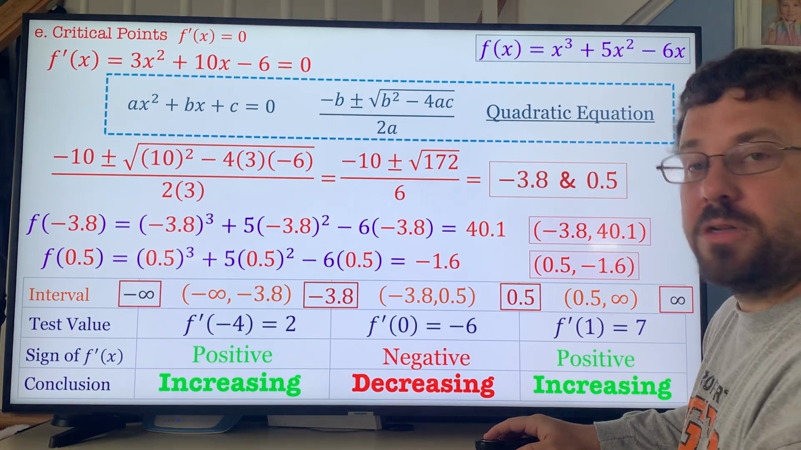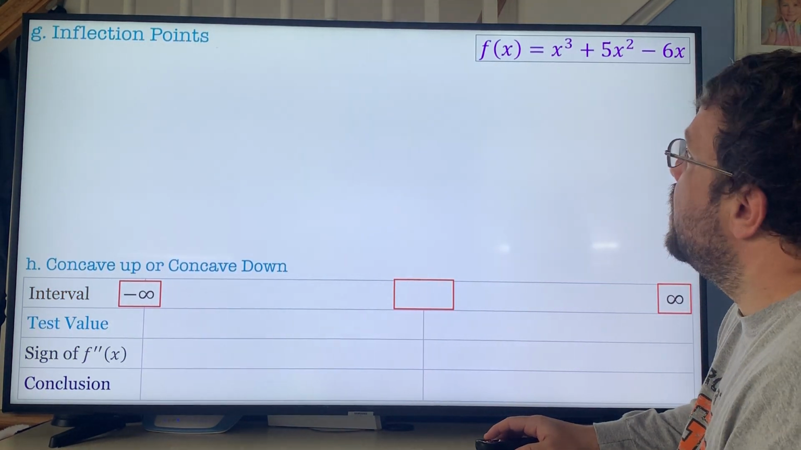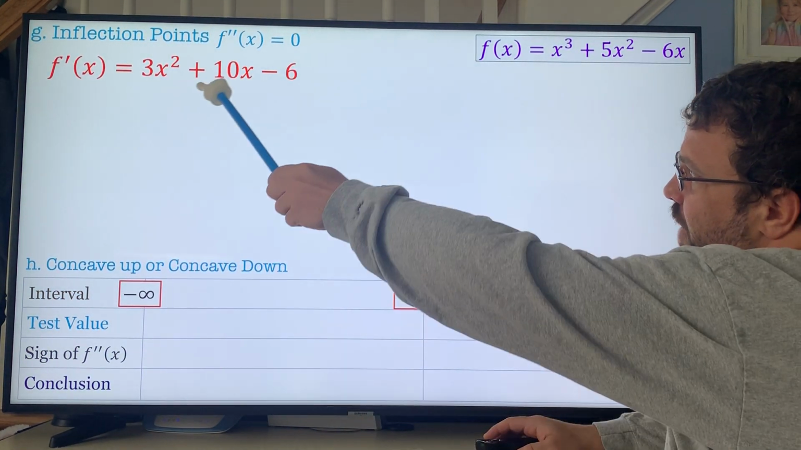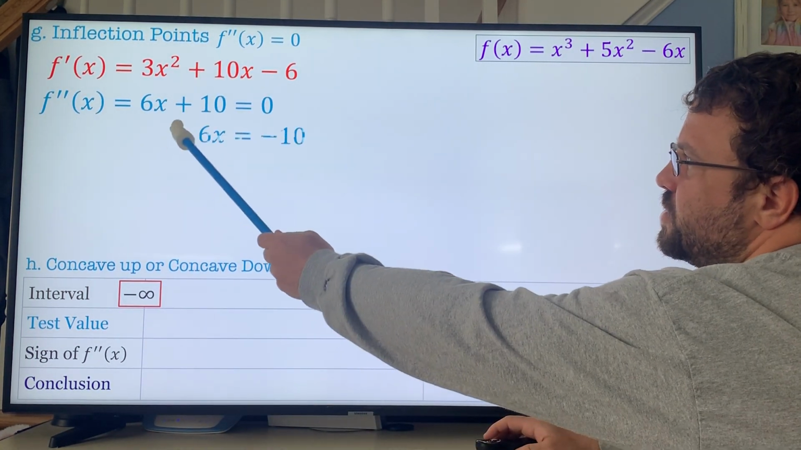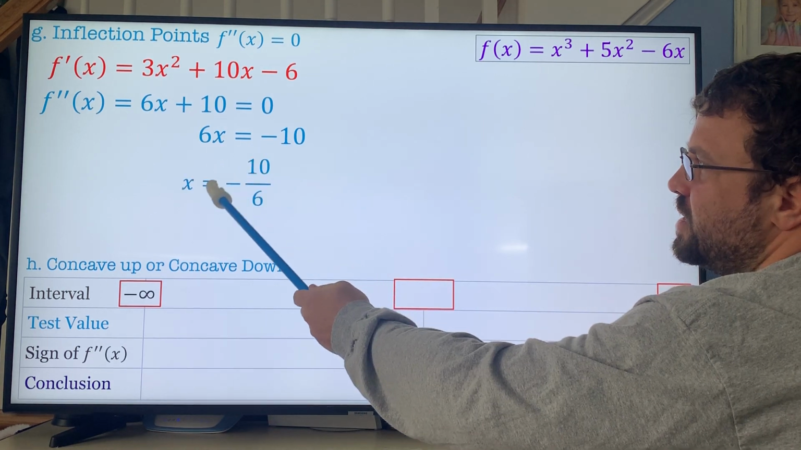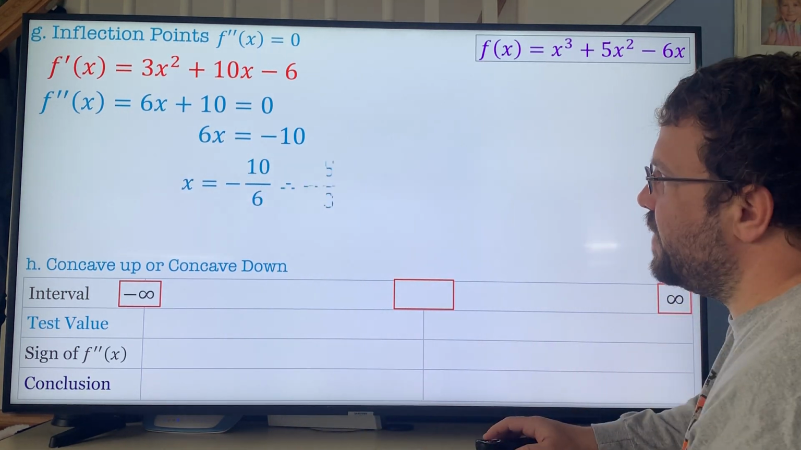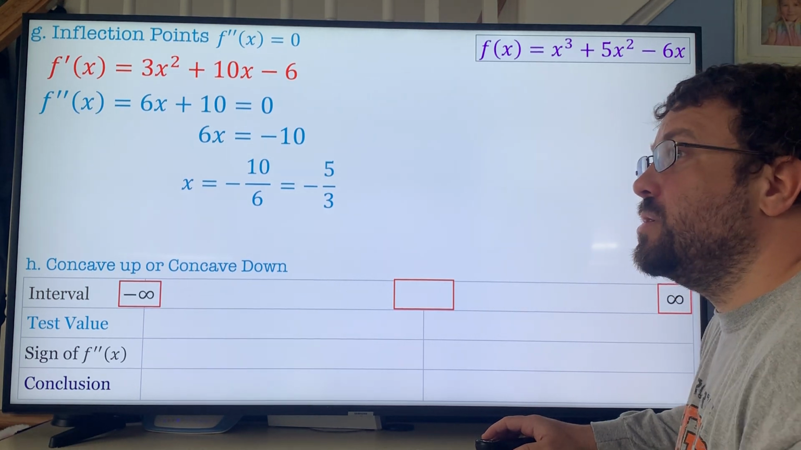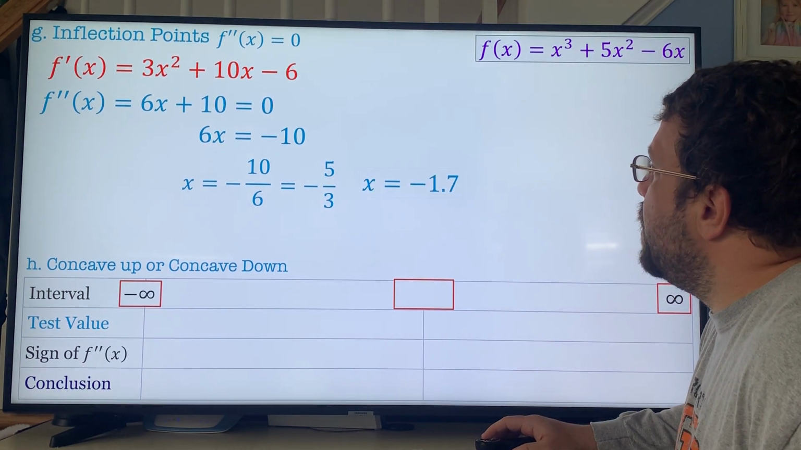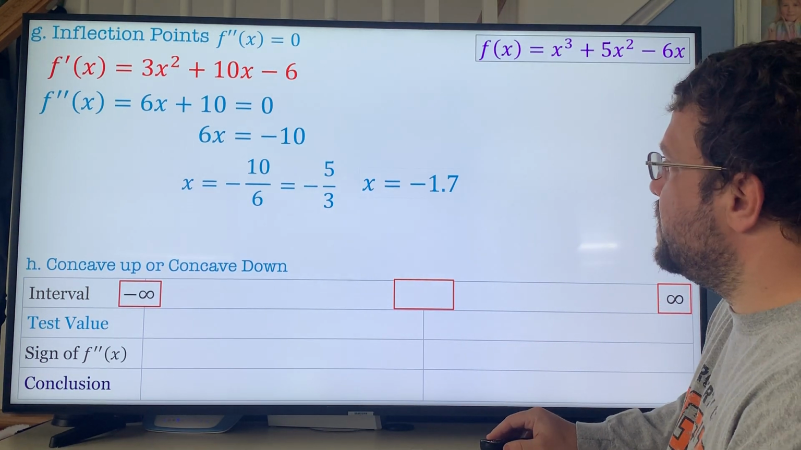All right, let's go with the concavity. For your inflection, take your first derivative and take the second derivative. Very simple, 6x plus 10 equals 0. Subtract 10, divide by 6, and x equals -10 over 6, or -5/3, just reduced. Or -1.67 if you want, or -1.7. You can round it even easier.